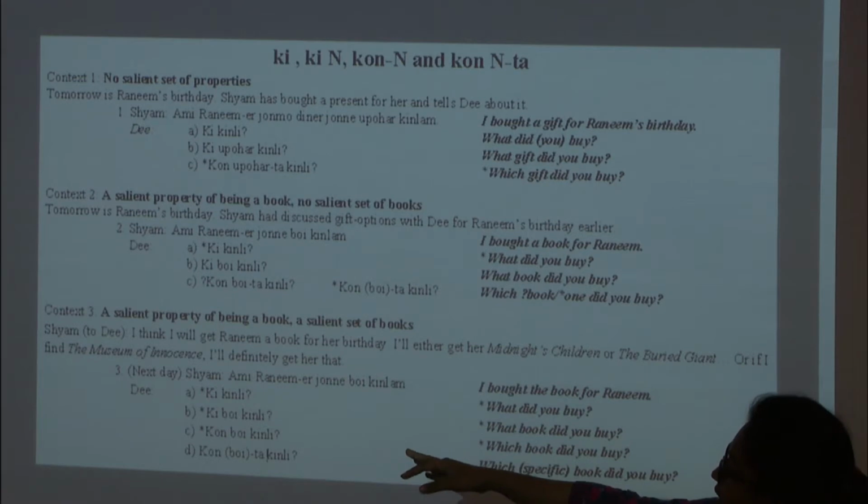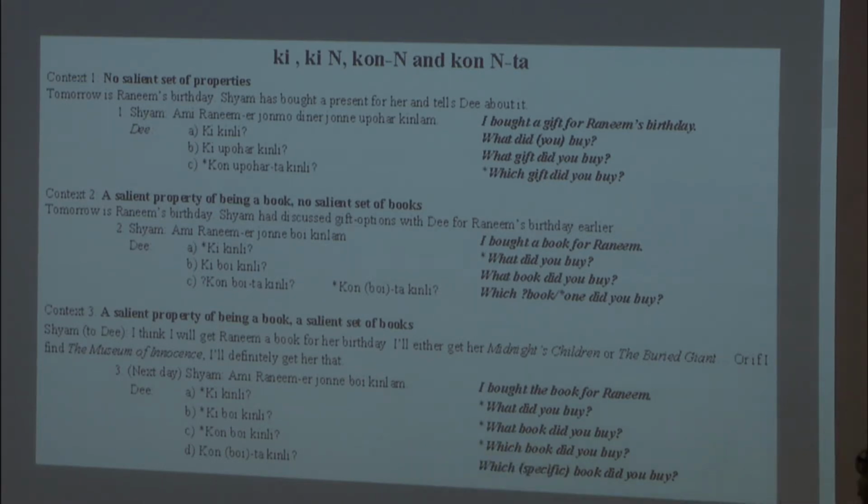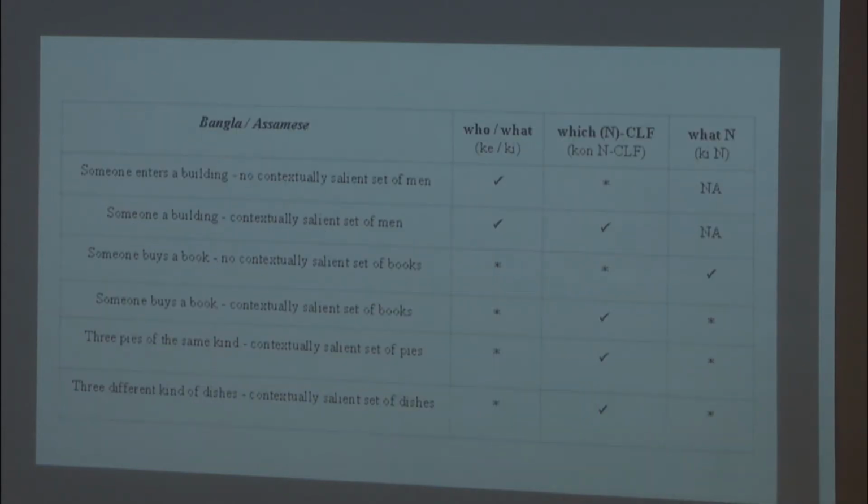What has been bought? And then Ki boy kinli, what book did you buy, is also not okay. And kon boita kinli, which book without the classifier did you buy, is also not okay. And what is perfectly fine is the context where you say kon boita kinli with the classifier. So essentially, when you have a salient set of objects, it's okay to use your delinked WH.